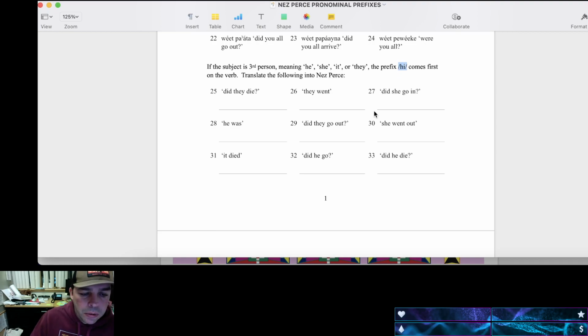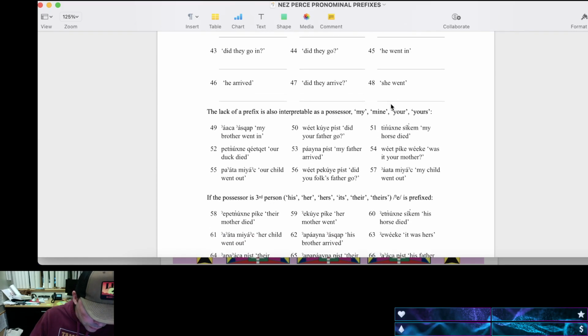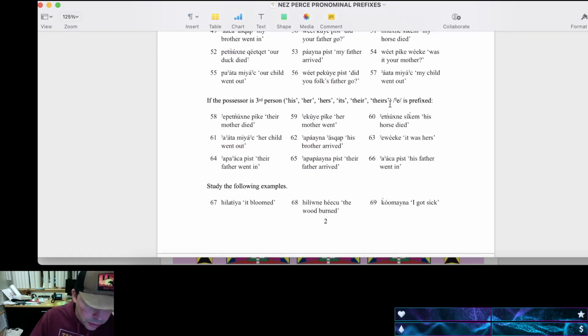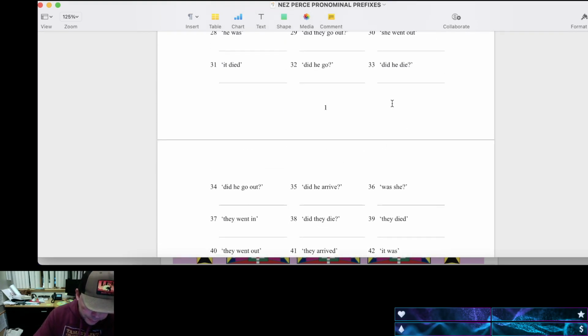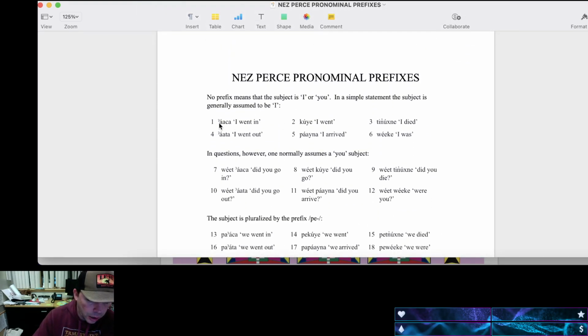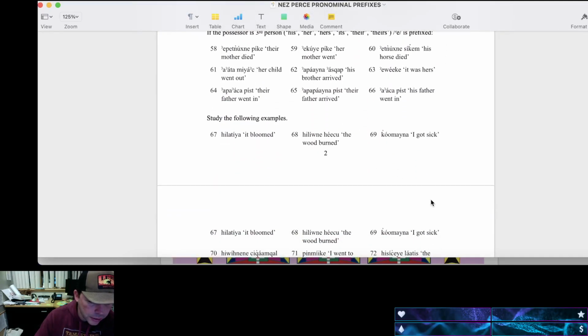So now to go in, you add that he on the front to the oughts. That's the root word. I think it becomes oughtsa.